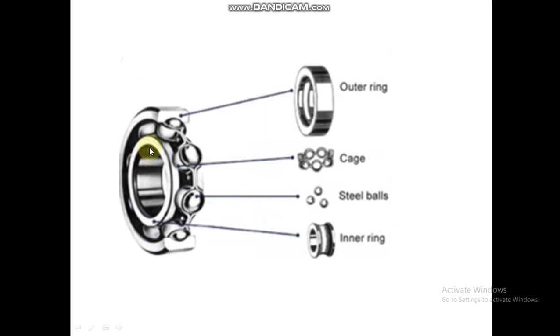Actually, these are ball bearings. We also call them ball bearings or roller bearings. So we have an outer ring here and we have an inner ring. In between, we have a cage for the balls, and we use steel balls for reducing the friction.